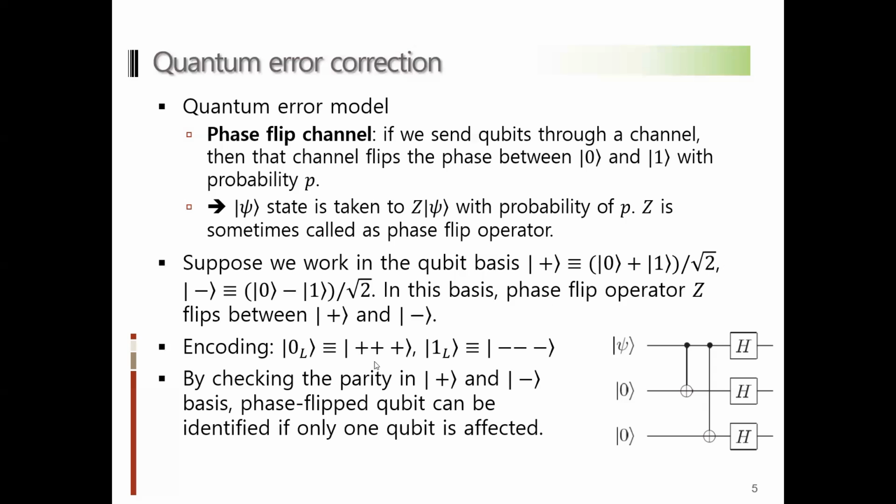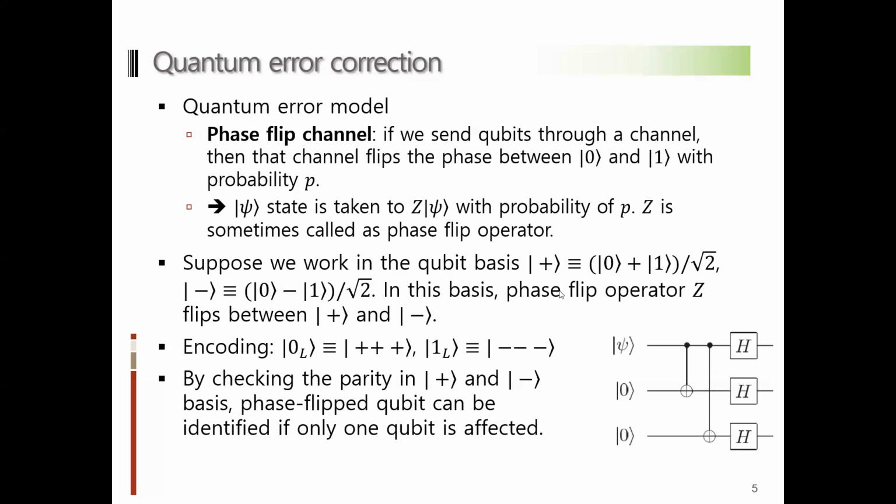Because we want to detect, if we started with the plus state, whether there will be any phase flip, or relative phase change, between the 0 and 1. If there is a phase change, like a 180-degree phase change, then this will become a minus, and that corresponds to changing to the minus state rather than the plus state.